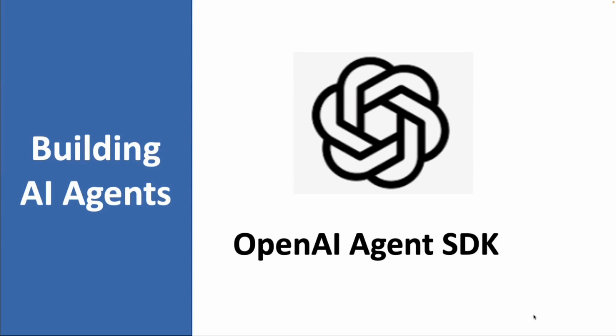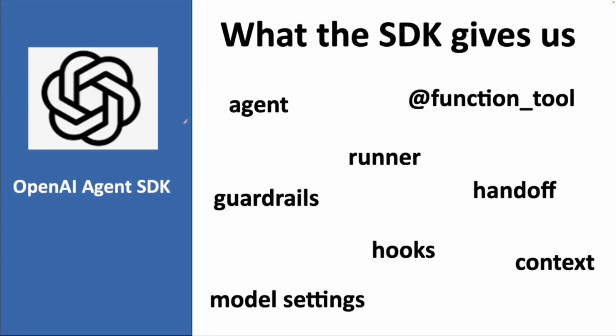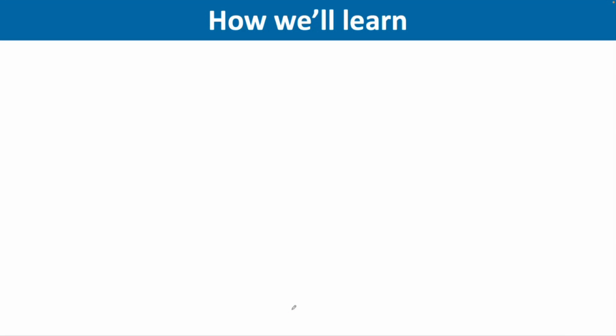Let us try to understand how to build agentic AI applications or building AI agents. We are going to use the OpenAI Agent SDK. You can think of it as a lightweight framework that gives us the right primitives like agents, tools, handoffs, hooks, guardrails, context, and an agent loop. Here is the mental model you will see in the code: agent, runner, function tool, guardrails, hooks, handoffs, context, and model setting.